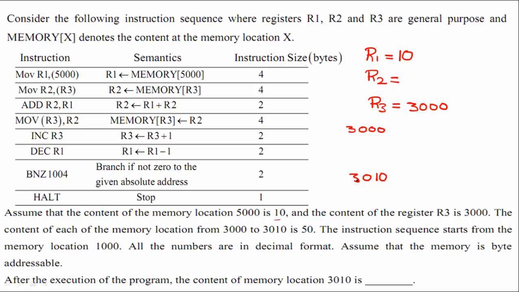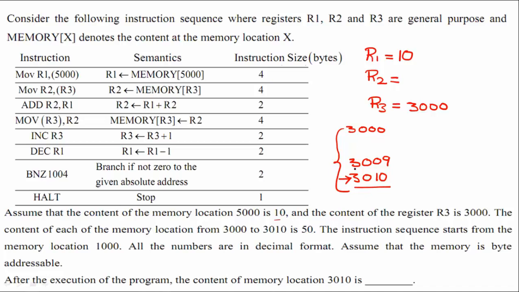the total number of memory locations is 11. The total number of memory locations will be equal to 11. And the loop will get terminated right after you update 3009. It doesn't go to 3010 at all. That is, the loop will get terminated before the memory location 3010 gets updated.